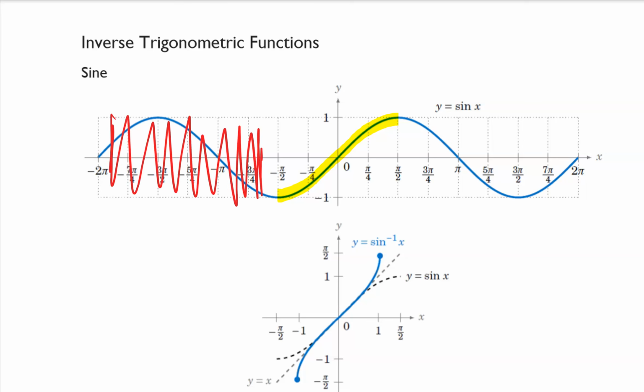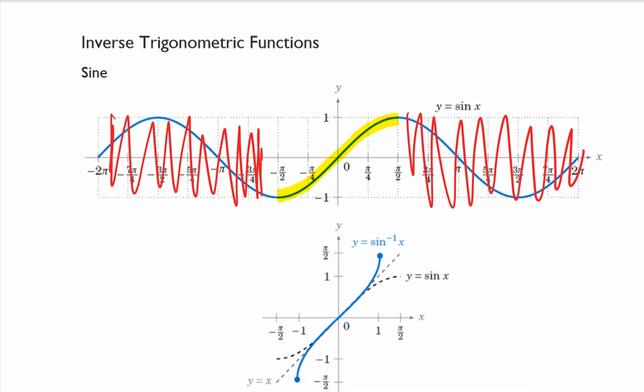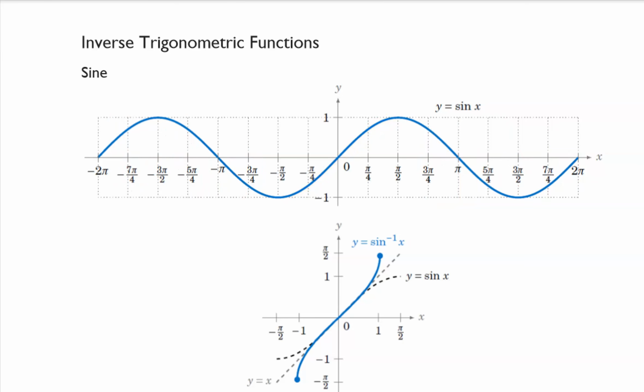So I'm going to cross all of this stuff out. And if we just focus from negative pi over 2 to positive pi over 2, now notice that that passes the horizontal line test and is in fact one-to-one. So that's what we have graphed below: this black dashed line is supposed to represent y equals sine of x between negative pi over 2 and positive pi over 2.